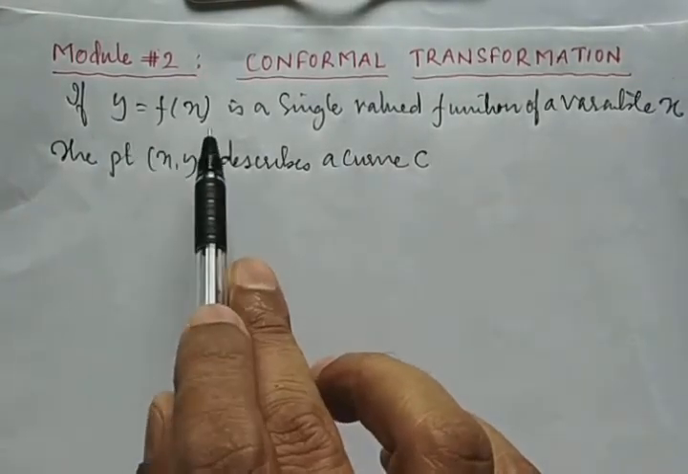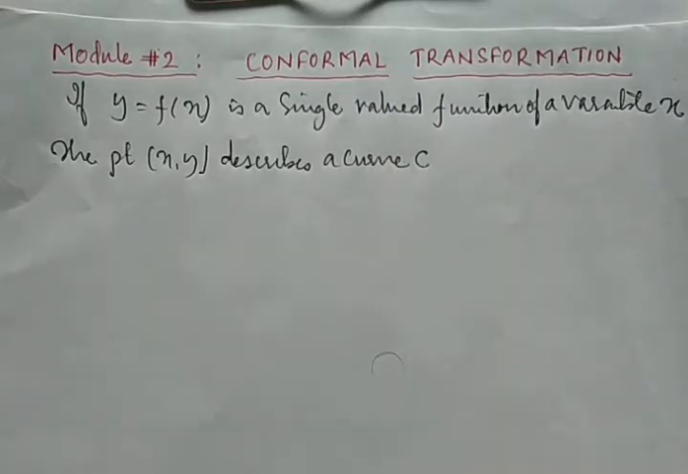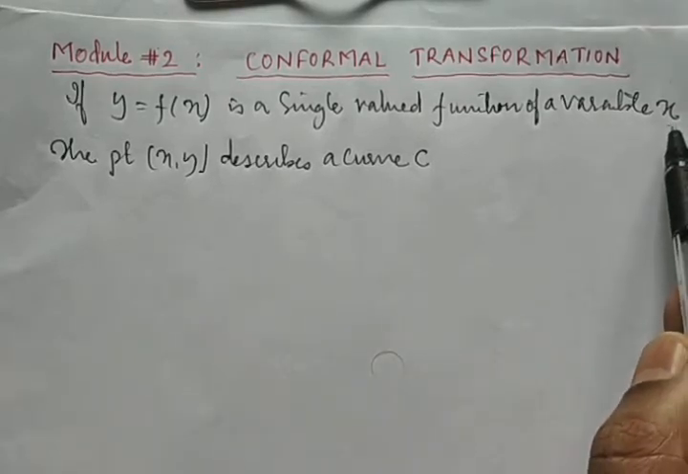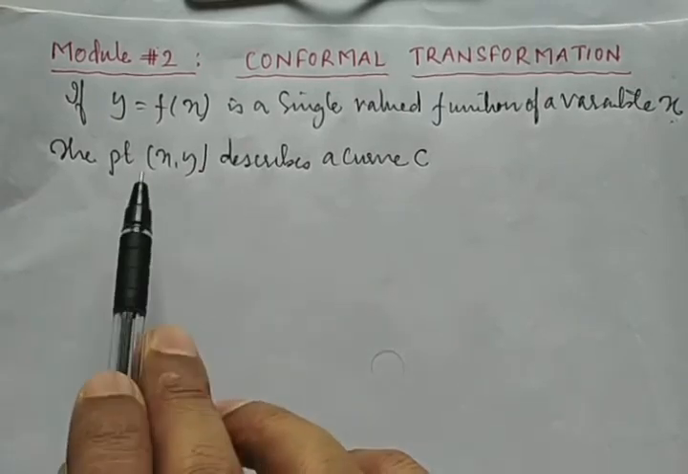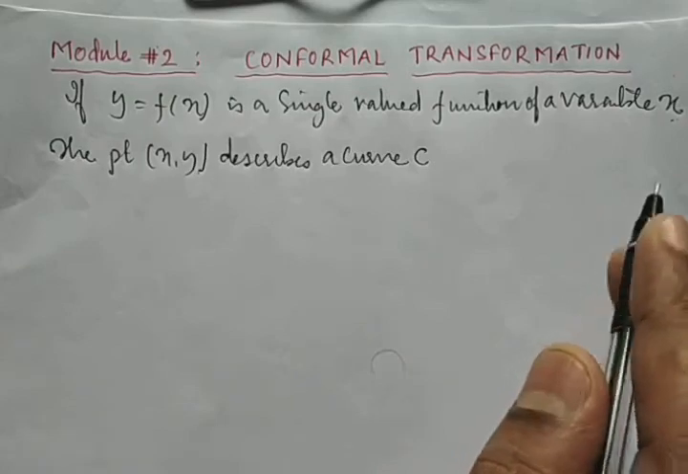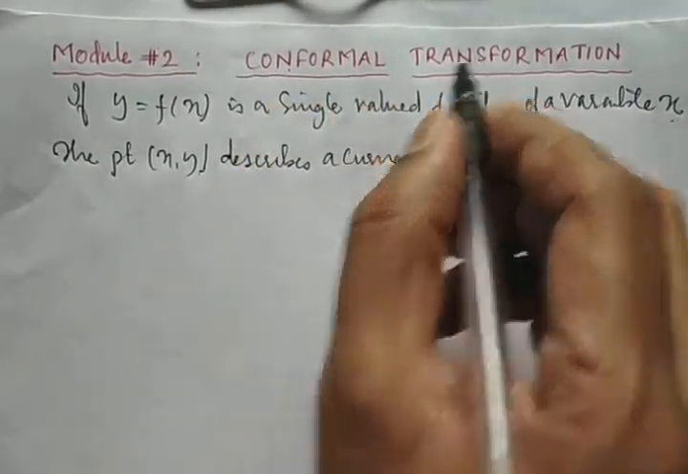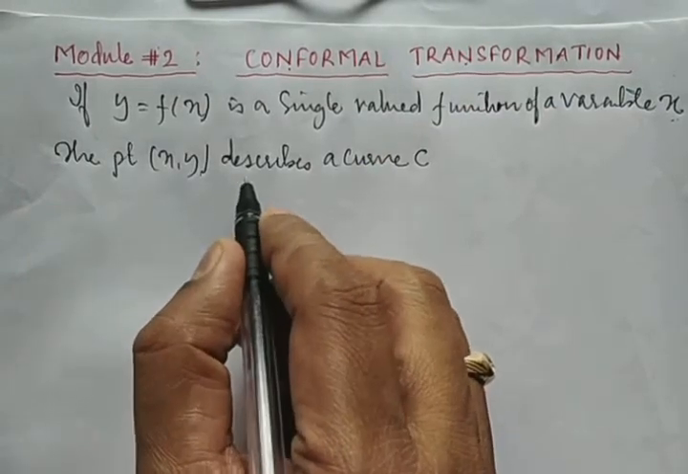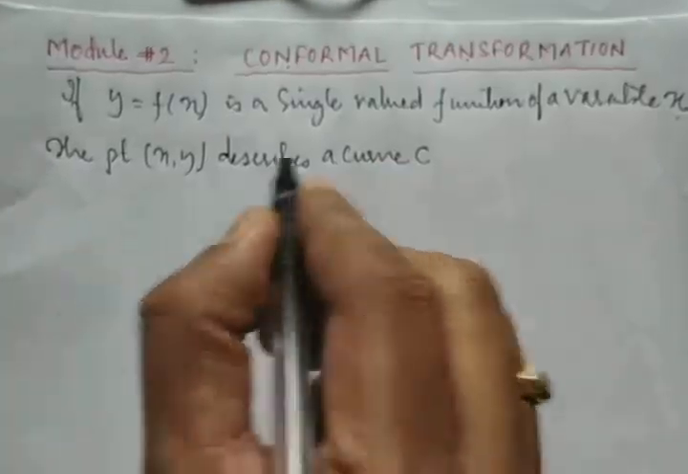If you take y is a function of x, so y is equal to f of x is a single valued function of a real variable x, then for every value of x there will be a corresponding value of y. Then the set of points x, y describes a curve C. Therefore, this conformal transformation is a method of representing complex valued functions geometrically.